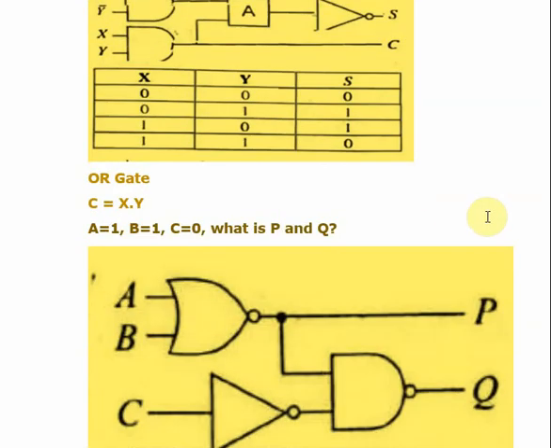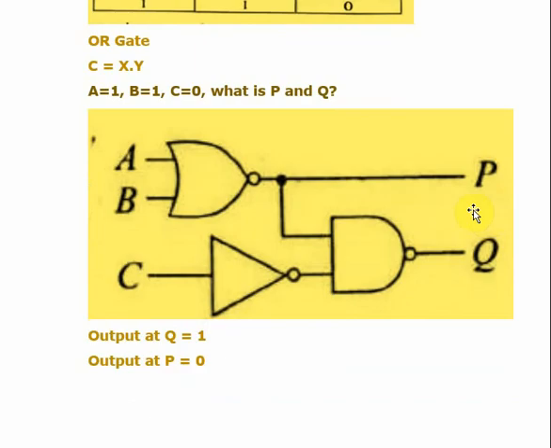Here A is equal to 1, B is equal to 1, C is equal to 0. What is P and Q? Very simple. A is equal to 1, B is equal to 1. 1 and 1 here. So here it is an OR gate. So 1 or 1, definitely you are getting 1. Here the NOT, so that means it is a NOR gate, opposite to OR. So 1 and 1, 1. Since it is a NOR gate, the output will be 0. Then P will be 0.